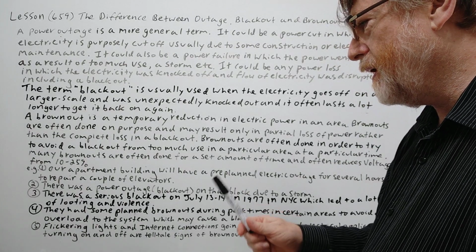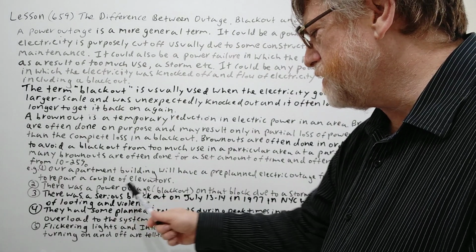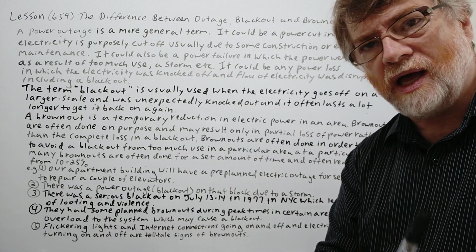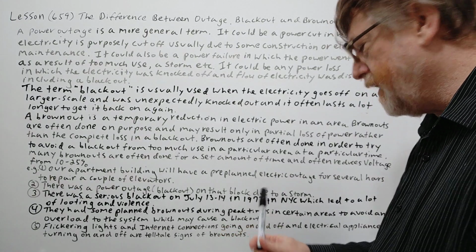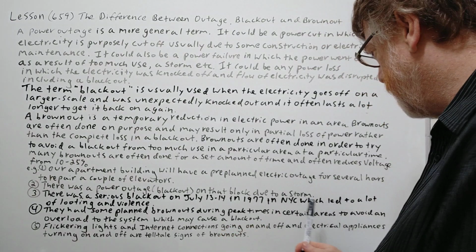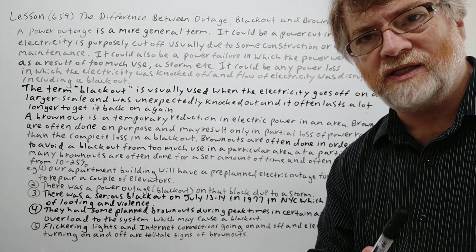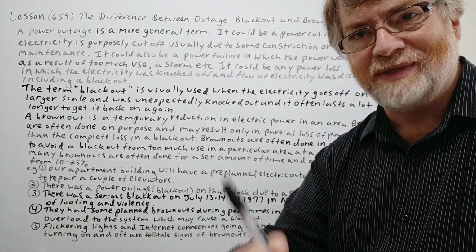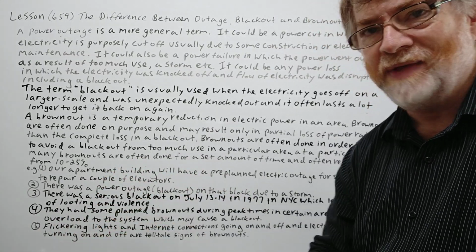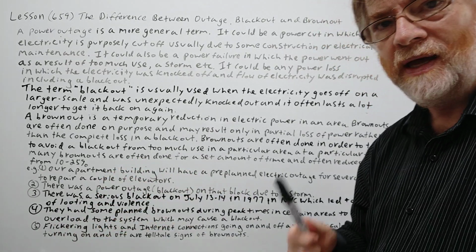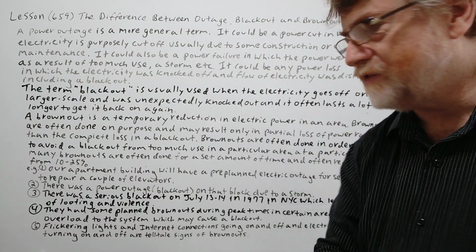All right. Number 3. There was a serious blackout on July 13th to the 14th in 1977 in New York City, which led to a lot of looting and violence. So this was on a very large scale. It was like the whole city, and it caused chaos there. This is definitely a blackout, and they didn't do this on purpose, that's for sure.